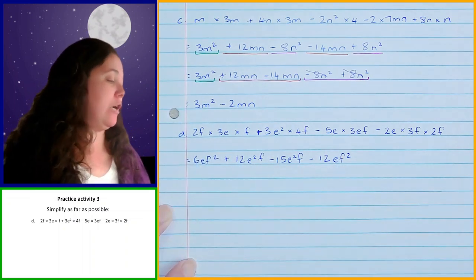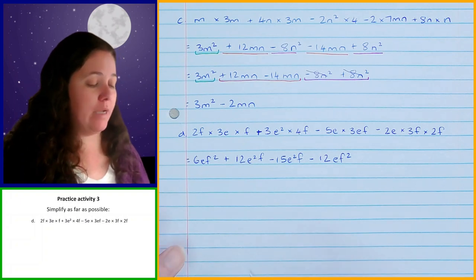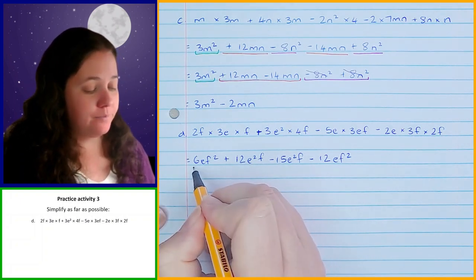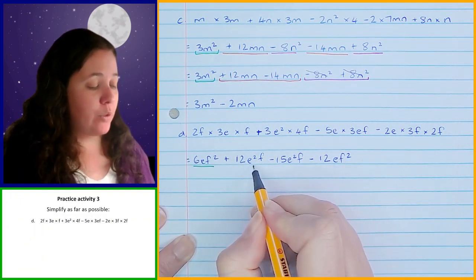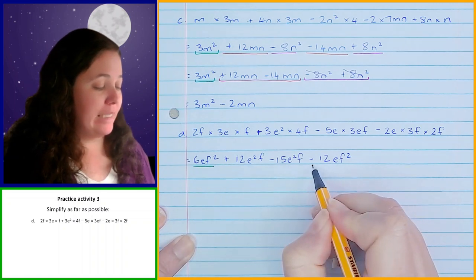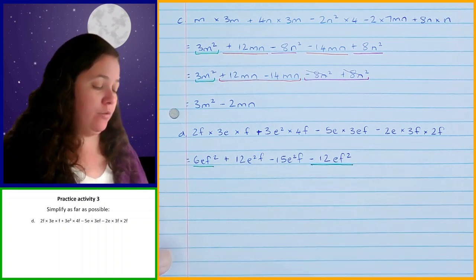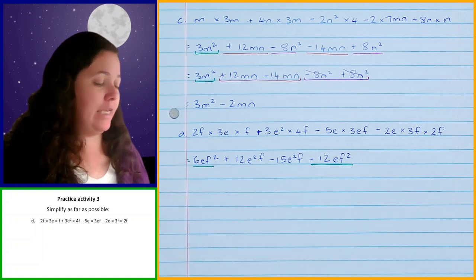Now we need to find out what our like terms are. Okay, so I've got EF squared. Here I've got E squared F and E squared F, and here I've got EF squared. So those are like terms. And these are like terms.